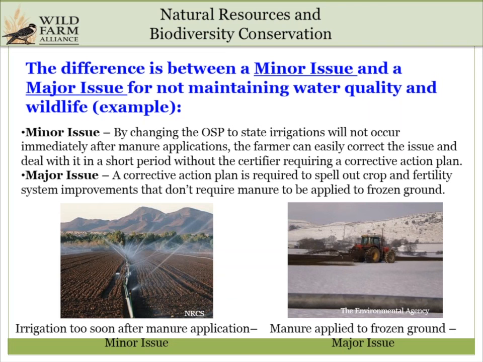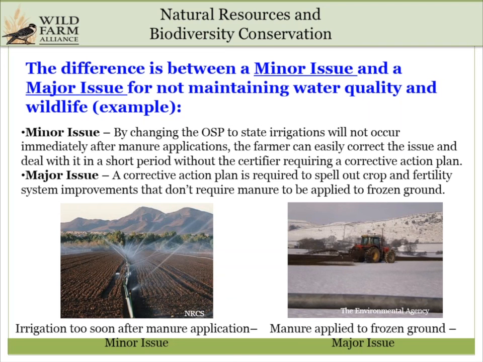And here's a difference between minor and major issues for not maintaining water quality and, by extension, the health of wildlife. So the OSP could be changed to state that instead of irrigating too soon after manure application, which would pollute the river or waterway and potentially impact aquatic species, they'll put in their OSP and follow through that they are not going to irrigate right after that application, but there will be a waiting period.